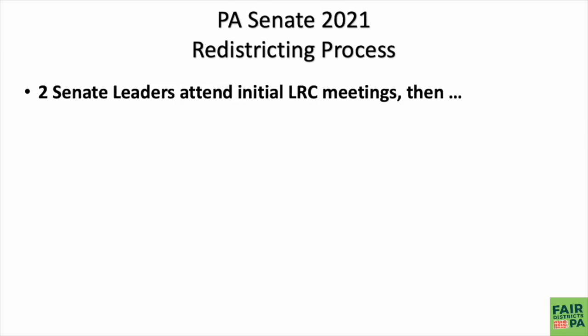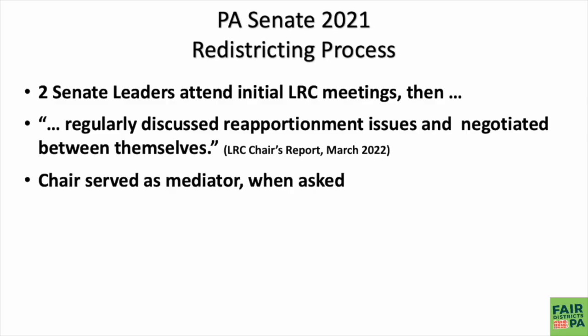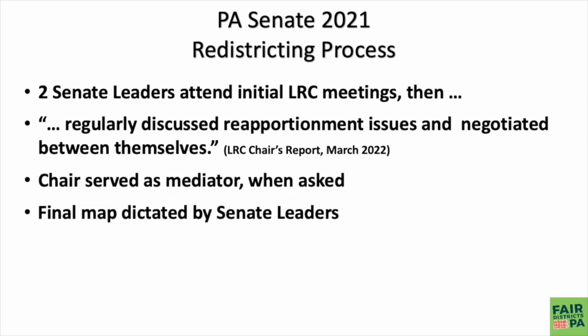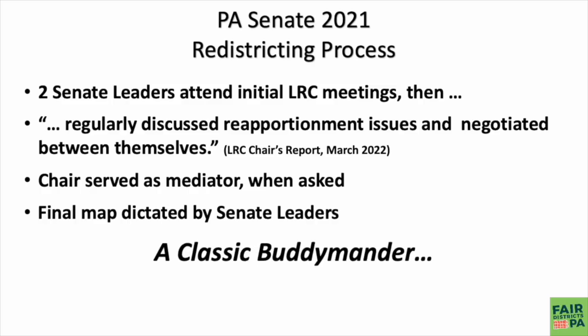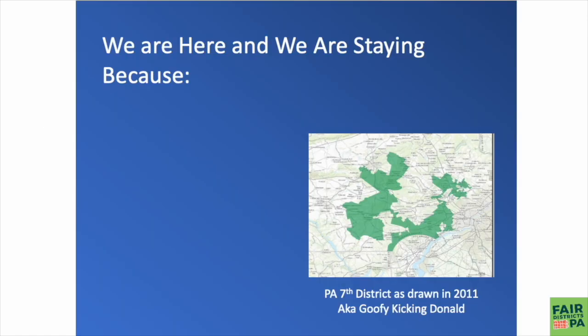On the Senate side, the two leaders, Republican Kim Ward and Democrat Jay Costa, attended initial meetings, but they then began discussing issues and negotiating between themselves, according to the chair's report. The chair did act as a moderator when asked, but the final map was dictated by leaders and not the full group. That was what we call a buddy-mander. That's when party leaders agree to protect incumbents on each side, sort of a you scratch my back, I'll scratch yours scenario. Since 2018, we've had more responsive congressional maps.